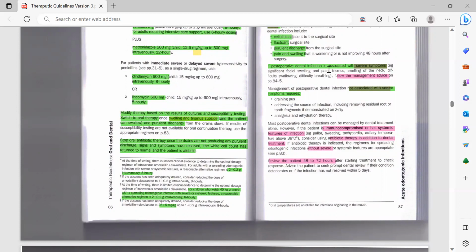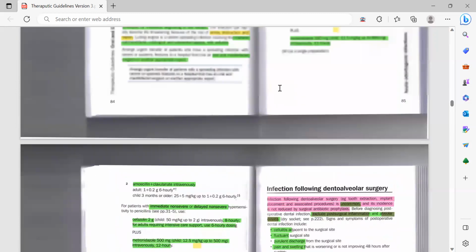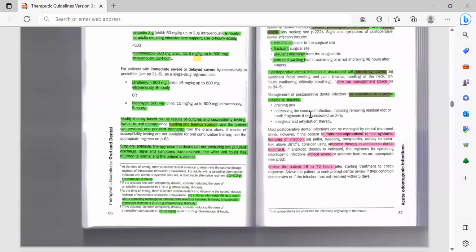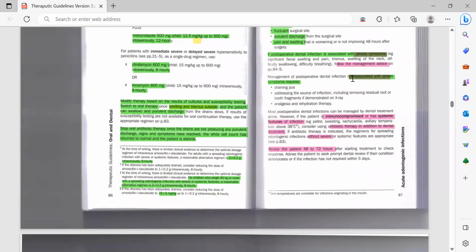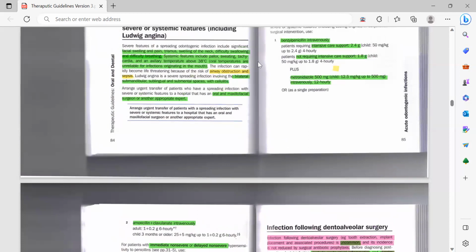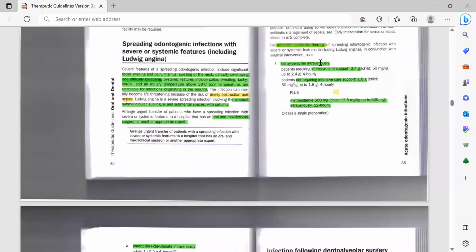If post-operative dental infection is not associated with severe features, which were significant facial swelling, pain, trismus, swelling of the neck, and difficulty breathing and swallowing, then you can follow the management advice on pages 84 to 85. Management of post-operative dental infection not associated with severe symptoms is required. If it is associated with severe symptoms, then you just need to refer him to the hospital and follow this advice.